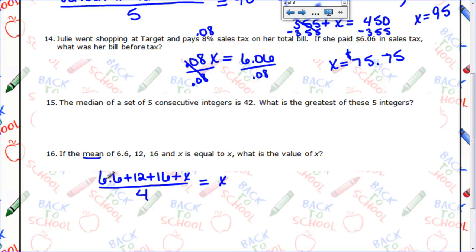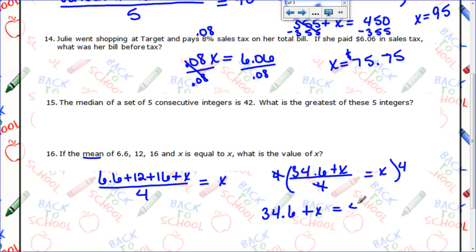Well, let's simplify by adding our numbers up. So I have 6.6 plus 12 plus 16. So I end up with 34.6 plus x divided by 4 is equal to x. Well, I've got to clear out that denominator by multiplying both sides by 4. So I have 34.6 plus x is equal to 4x. Well, now I've got x's on the left and x's on the right. I want to get them all together on the same side.